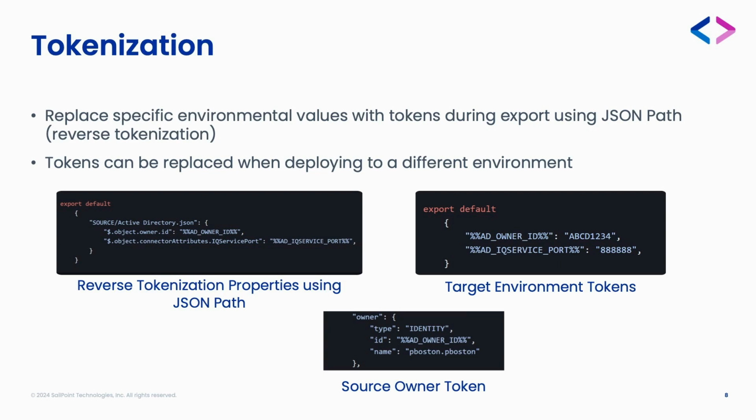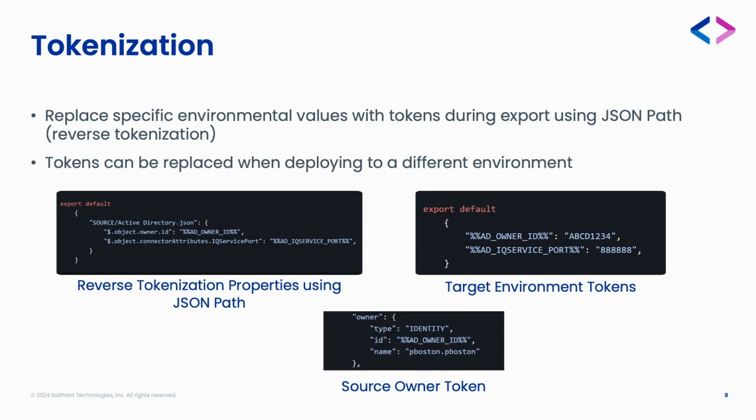And so we're going to, again, from the Identity IQ SSB, this is called reverse tokenization. So this is as the object is being exported using that JSON path. You'll see in the left-hand side screenshot there, for example, the owner ID of my Active Directory source, I can replace with this token that uses the %% name %%. And then those tokens can be replaced with actual values that are needed for the target environment that you want to deploy this object to later on.